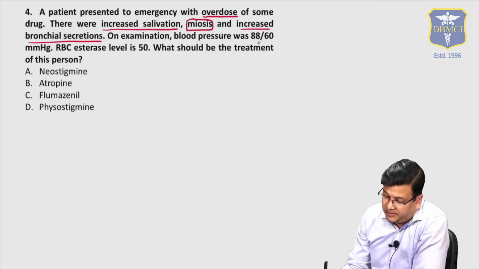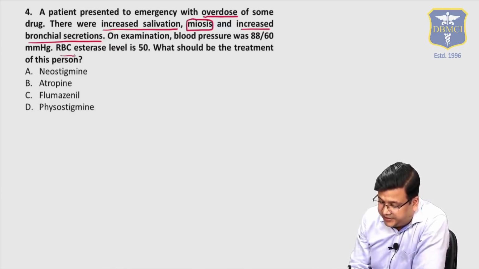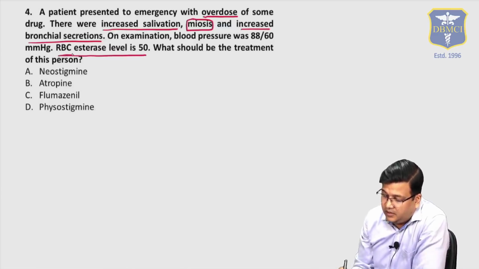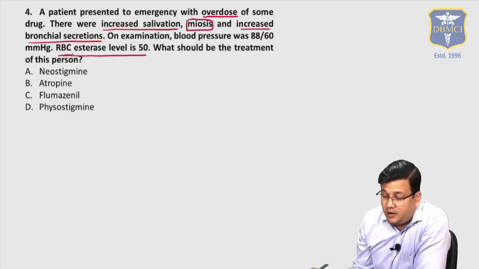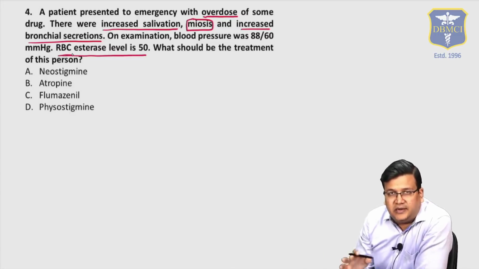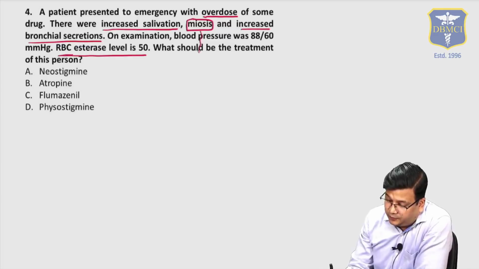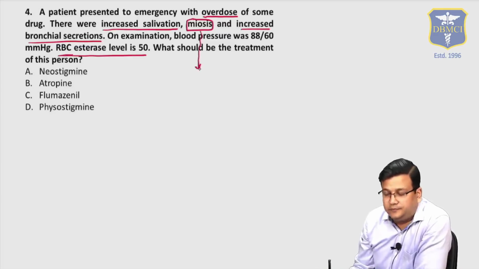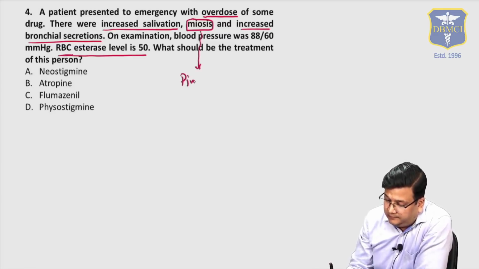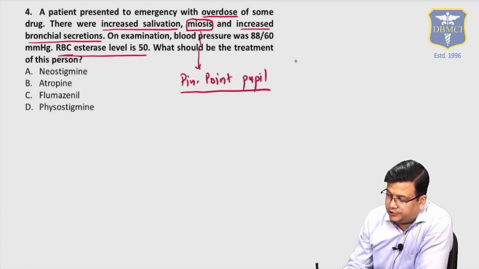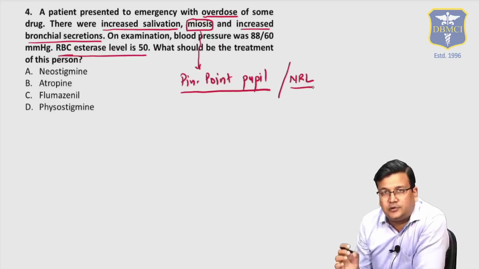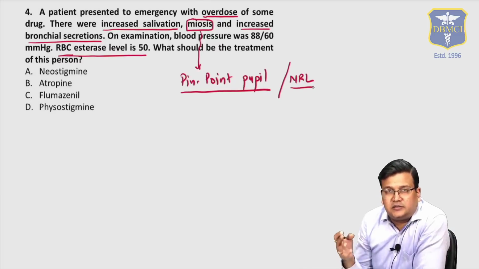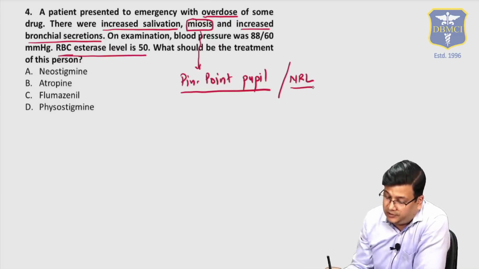On examination, blood pressure was low, RBC esterase level is given. What should be the treatment? Without looking at any other thing, just focus on miosis first of all. Miosis or pinpoint pupil, also said to be non-reactive to light. Pupil is highly constricted. When you throw light, it does not react. Pinpoint pupil, highly miotic pupil.